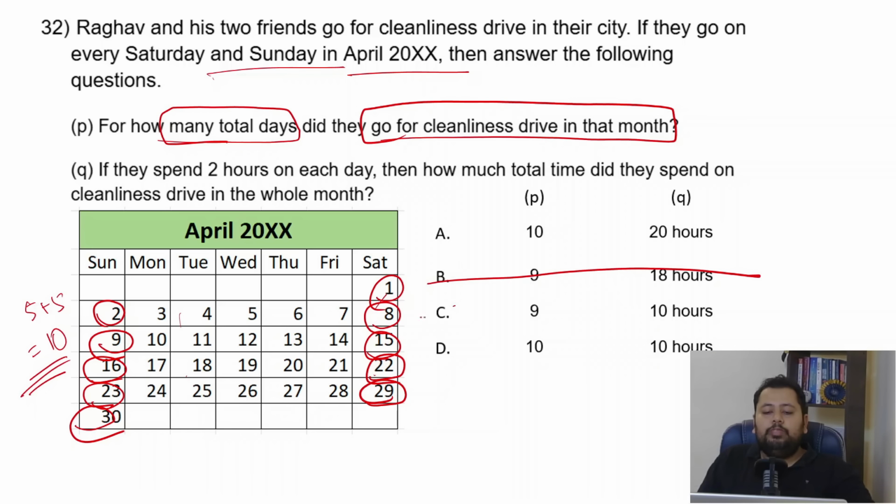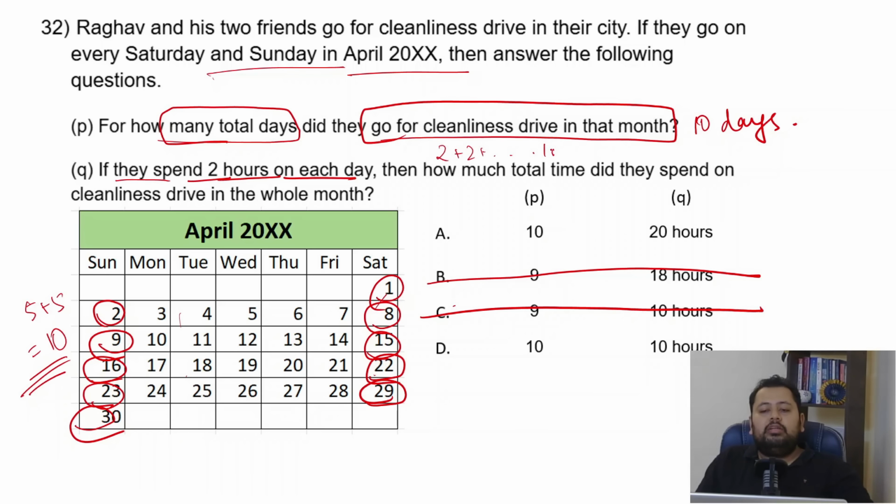So option B and option C are ruled out. So they go out for 10 days, right, for the cleanliness drive in that month. If they spend 2 hours each day, then for 10 days it is nothing but 2 plus 2, 10 times, or 2 multiplied by 10, which is 20 hours. So option A is your correct answer.